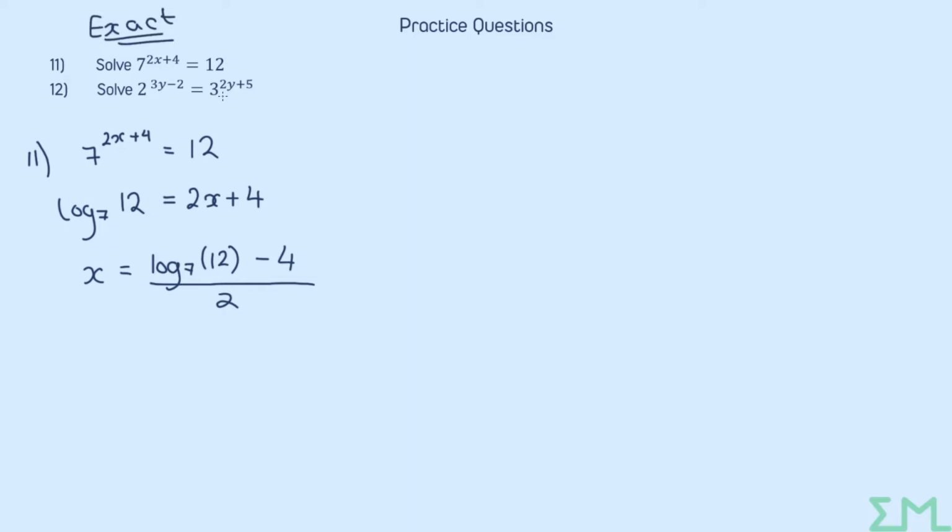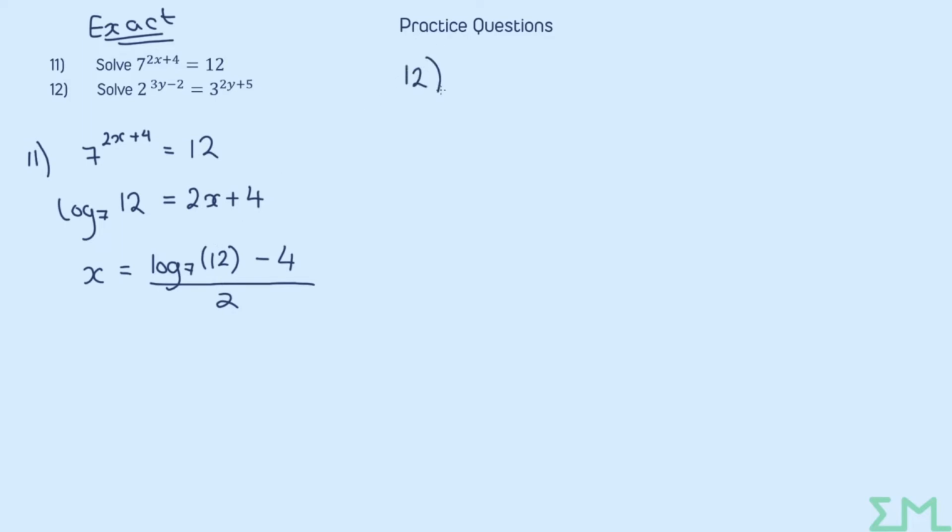Now, it is very likely that the question is asking for exact solutions. I haven't written it in here, but I would always assume that we take exact solutions. Unless the question says give your answers to 2 decimal places, it is always acceptable to leave your answers in terms of logs. And it is actually quite rare for the exam questions to ask you to write down your answer as a decimal. So we're fine leaving it like that.